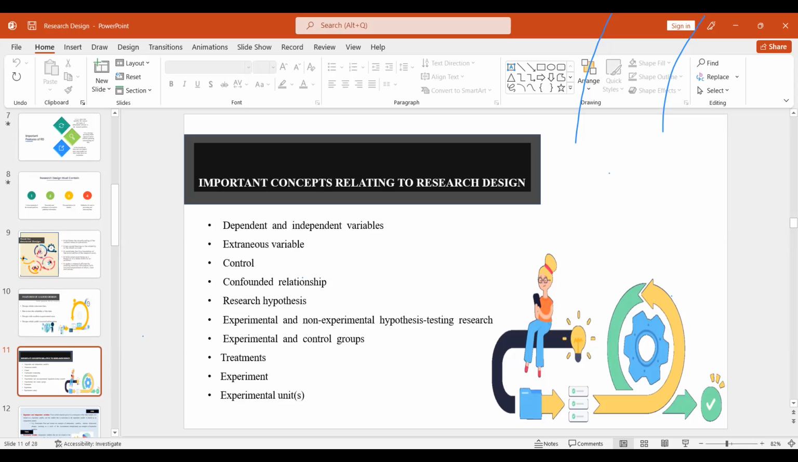Next is experimental and control group. In an experimental hypothesis testing research, when a group is exposed to usual conditions, it is termed as a control group. But when the group is exposed to some novel or special condition, it is termed an experimental group. Suppose there are two groups, group A and group B. Group A can be called a control group. Group B can be called an experimental group.